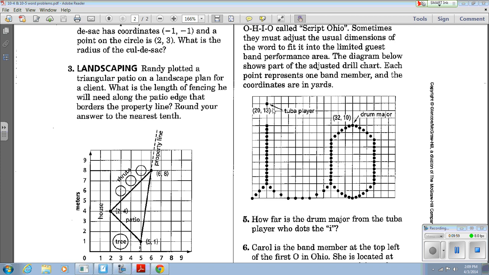Okay, so what they're asking for is how far apart is the tuba player here to this drum major right there. Well, here are your coordinates, (20,13) and (32,10). Since you've been working with the distance formula and you have 2 points, I think by now you know what to do. You should be able to place these coordinates into the distance formula and do the calculation and find out how far apart they are. Notice on the worksheet there's no space down here for that, so you're going to have to do that on your sheet of paper. So go ahead now, pause the video, and do question 5 using the distance formula.